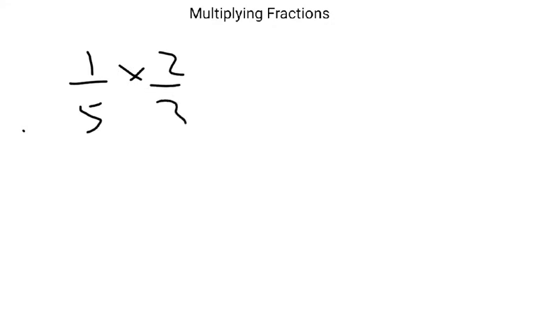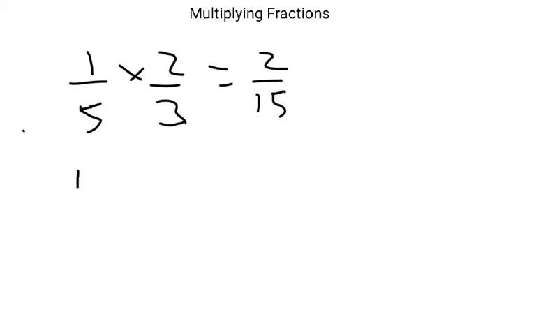times 2/3. In this, you just multiply the two numerators and the two denominators, the 1 and the 2 times the 5 and the 3. So 1 times 2 would give us 2, and 5 times 3 would be 15, and this is in lowest terms already.